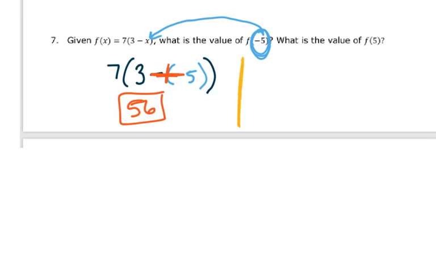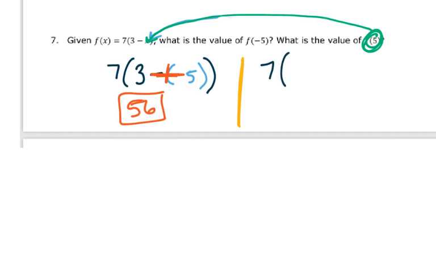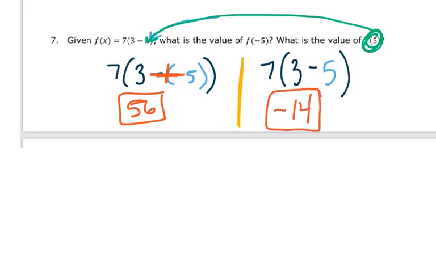Same thing. This time it says solve when x is 5. All right, so I have a 7, open parentheses 3 minus. Instead of x, x is the number 5. I didn't have to put extra parentheses because it was a positive 5. So 7, open parentheses, 3 minus 5. 3 minus 5 is negative 2. Negative 2 times 7 is negative 14. Easy.